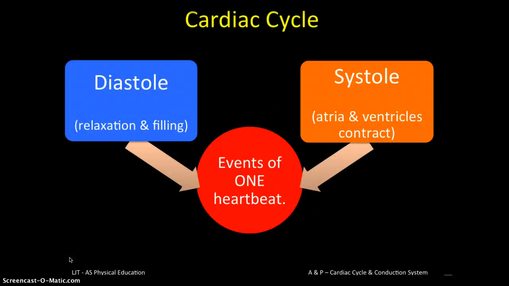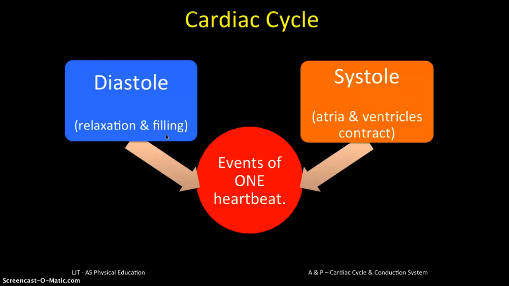So let's have a look at those two terms, diastole and systole. So one heartbeat, every time your heart beats, an average time of an adult is about 72 beats per minute. Every time you have one heartbeat, we have these two phases. We have diastole and systole occur. Now diastole means the relaxation phase of the heart, no muscular contraction in the ventricles or the atria, and during that relaxation phase is when the blood fills the chambers respectively.